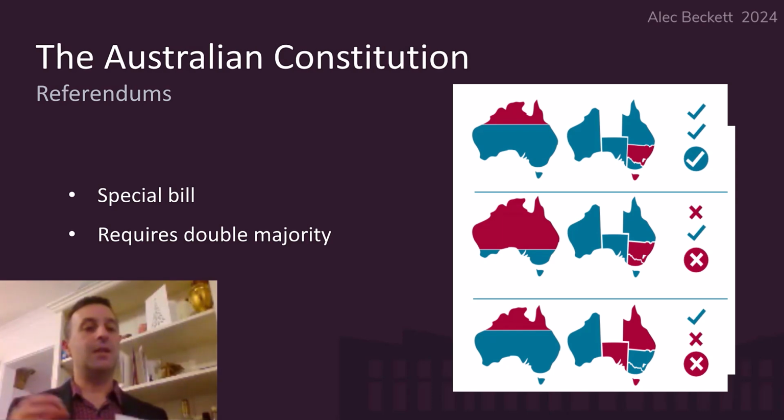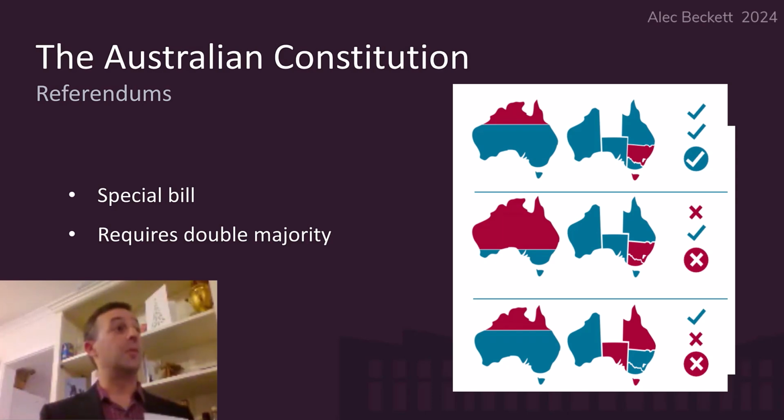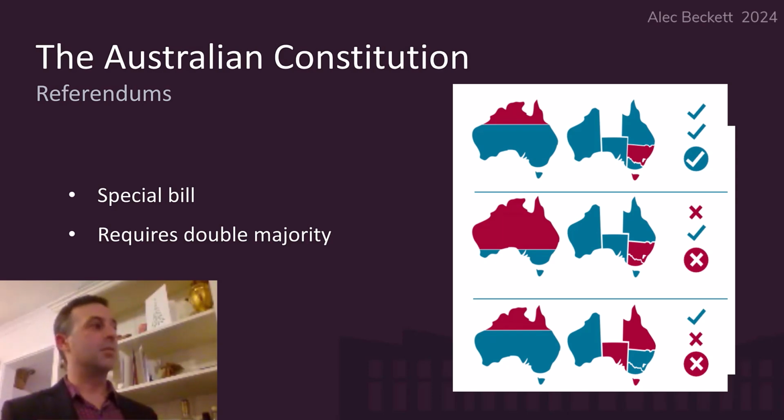A bill passes through the Parliament for a referendum. It has to pass the House and the Senate. But then, instead of going to the Governor-General to be signed and turned into an Act of Parliament, a new law, the Governor-General goes, hang on, this is to change the Constitution. I'm not signing this yet. I'm going to send it now to the Australian Electoral Commission to organise a referendum and ask the people of Australia to vote. And it needs to pass through this double majority system.